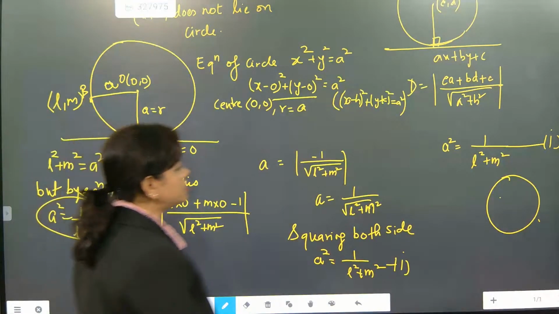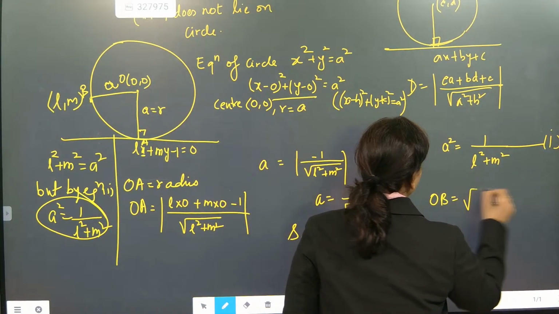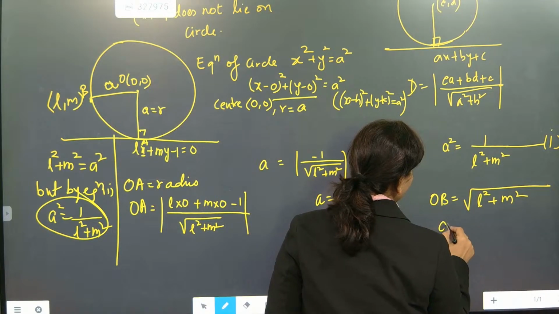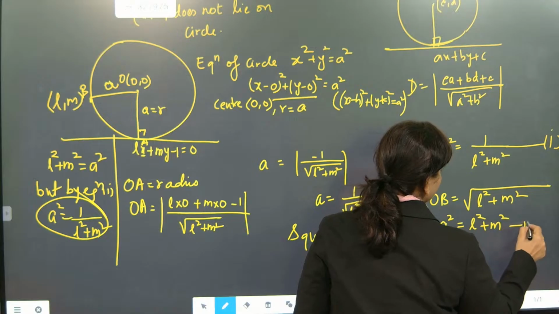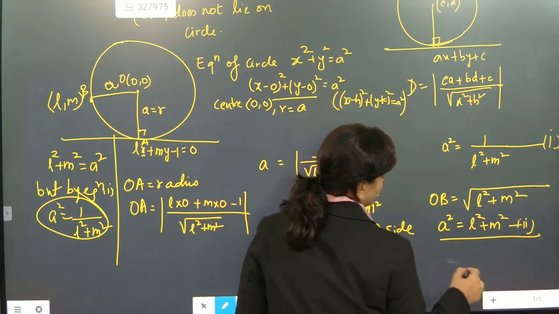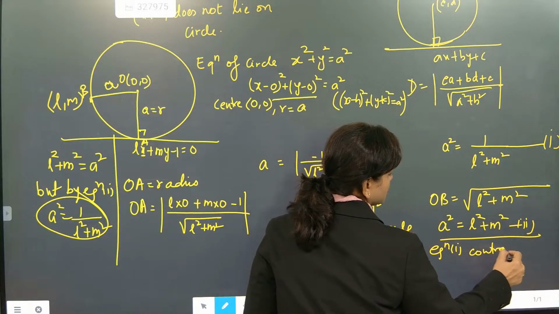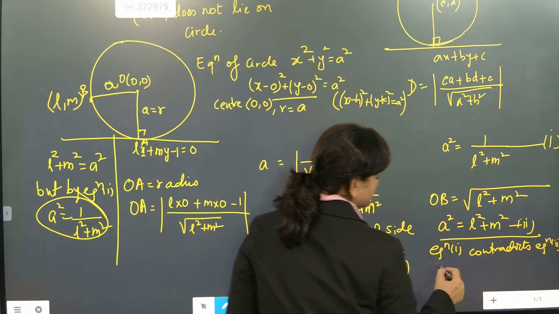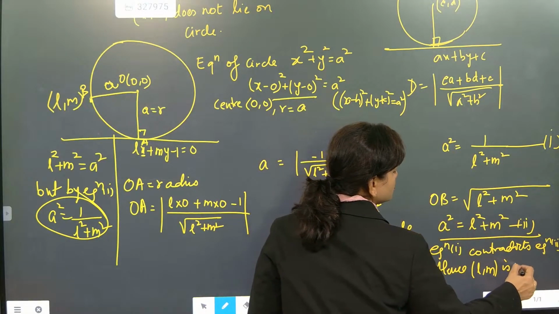Understand? So what is the distance formula? Using the distance formula, OB is equal to what we will write? L square plus m square. OB square is equal to a square is equal to L square plus m square. This is equation 1. So equation 1 contradicts equation 2. Hence, (L, m) is not on the circle.